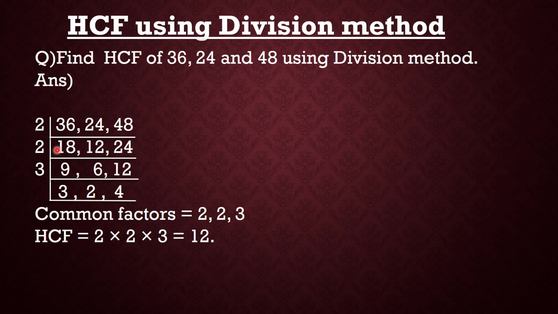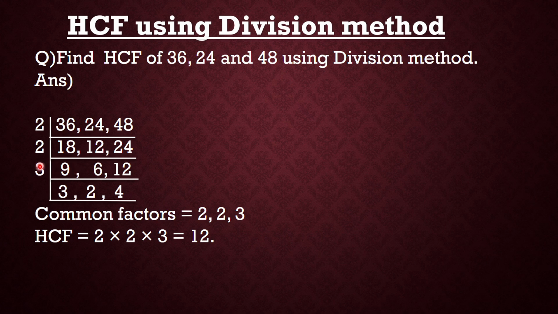Okay, when we see this question, since we have 8, 2, 4 in the ones place, we can still divide all the numbers by 2. So 2 9s are 18, 2 6s are 12, 2 1s are 2, 2 2s are 4, so 2 12s are 24. So now I got my next step.